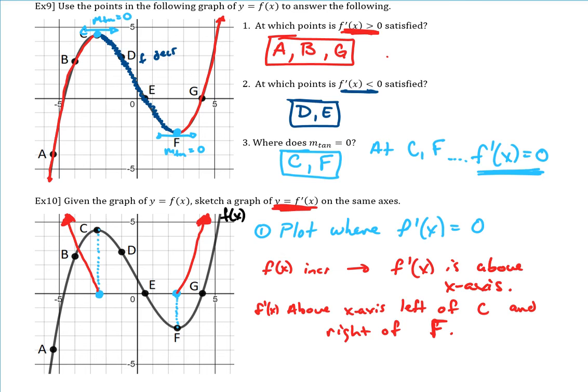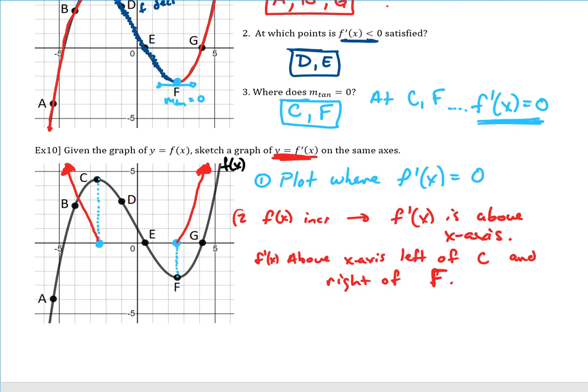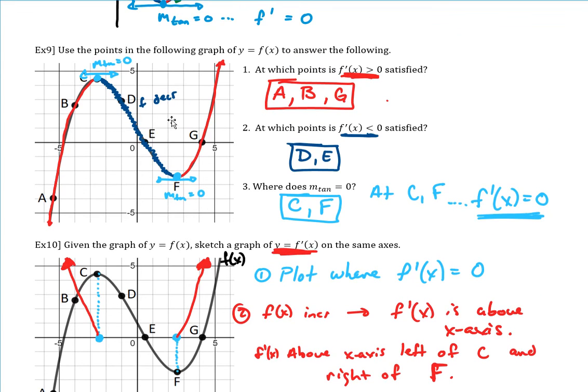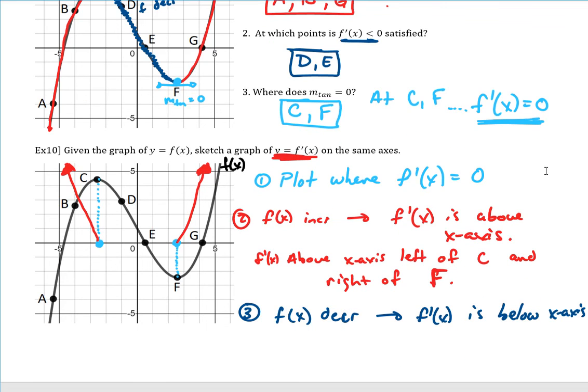One other thing: where f of x decreases. I used the increasing information second, and now I'm going to use the decreasing information last. f of x decreasing tells you that f prime of x is below the x-axis. In our picture from above, it was decreasing between C and F. So I know my f prime of x is below the x-axis between C and that capital F point.